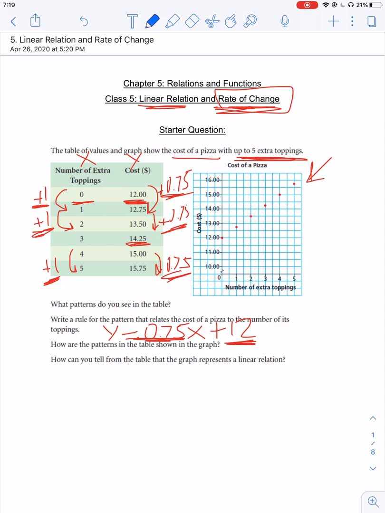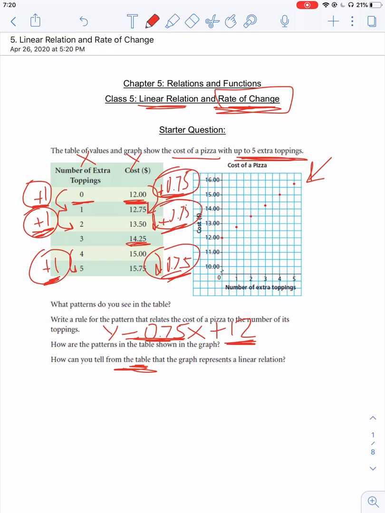Another pattern, the most obvious one, is that if you connect the dots, because the rate of change is the same, you're going to get a nice looking straight line. And the final question is, how can you tell from the table that the graph represents a linear function? How can you tell from the table that if you connect the dots, it's going to be linear? By looking at the change in x and the change in y. It has to be the same everywhere. If it's the same everywhere, then it will have to be a linear function. So, by looking at the rate of change.